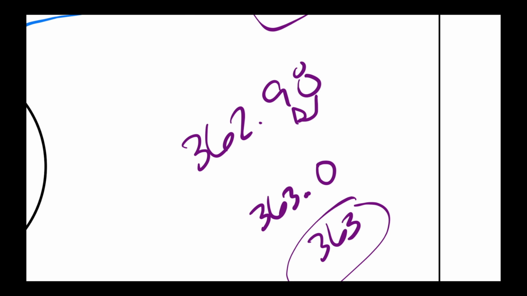What then? And I just told them that's fine. So this 9 becomes a 0, so you can leave it a 0. And then this whole number becomes the next whole number, 363. So you can put 363.0, or you're fine to just put 363. So that was the first question.